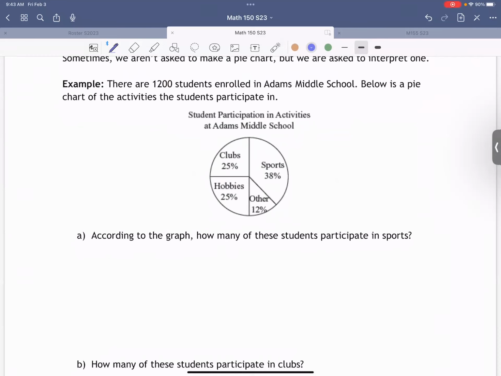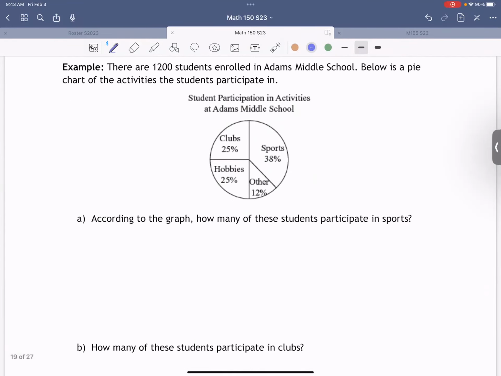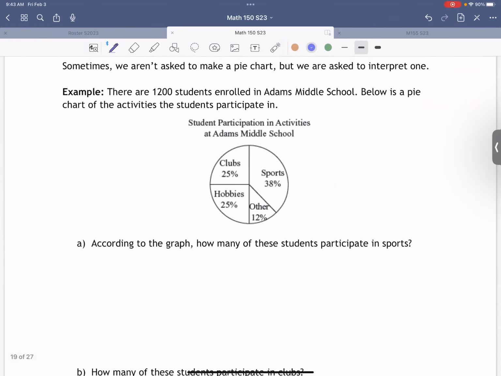All right, let's do this example here. We have 1,200 students at a middle school, and we have a pie chart that shows all the clubs and sports that they are involved in. In part A, it's asking how many of these students participate in sports. If you take a look at the pie chart, it looks like 38% are in sports. How would I figure out how many of the students actually participate in sports?